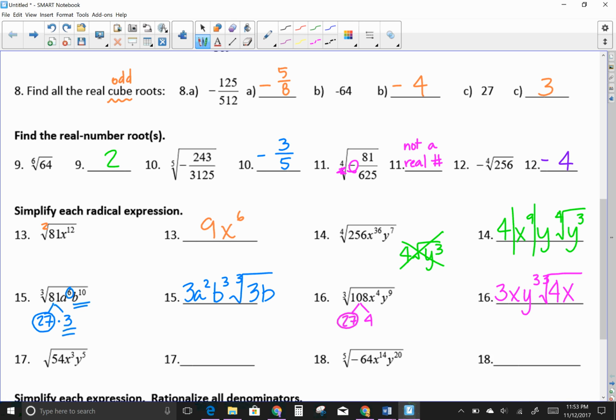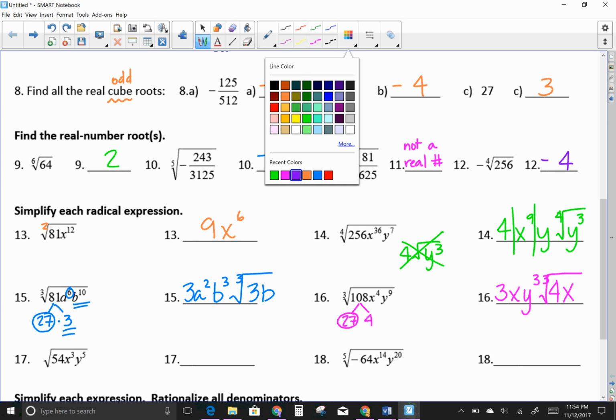So again, I'm going to check it. This is not an even number, so I don't have to worry about absolute value. Okay, but again, 108, 27 times 4, cube root of 27 is 3. The 4 stays underneath. 3 goes into 4 one time, so this is once with 1 left over. And 3 goes into 9 3 times. And don't forget your index.